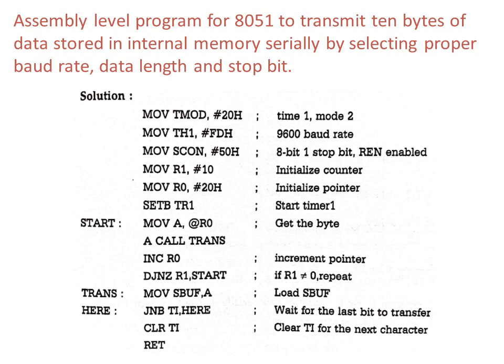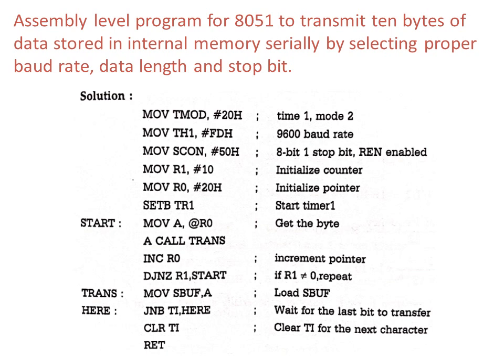If you just look into the solution, the first instruction is MOV TMOD, timer mode, comma #20H, as usual, to set timer 1 in mode 2. The second instruction is MOV TH1, comma #FDH. So let us select the baud rate of 9600. For that we need to move the TH1 register with FDH.